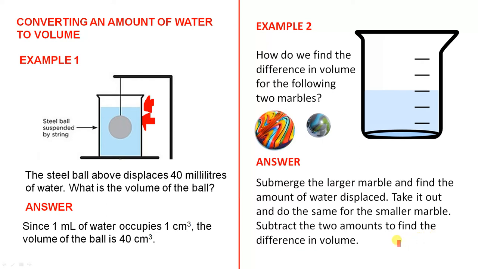So it's very straightforward, and the important thing to remember is 1 millilitre of water has a volume of 1 cubic centimetre. So this has been a very interesting video on displacement, and we've seen how to find the volume of an object when we submerge it in water.